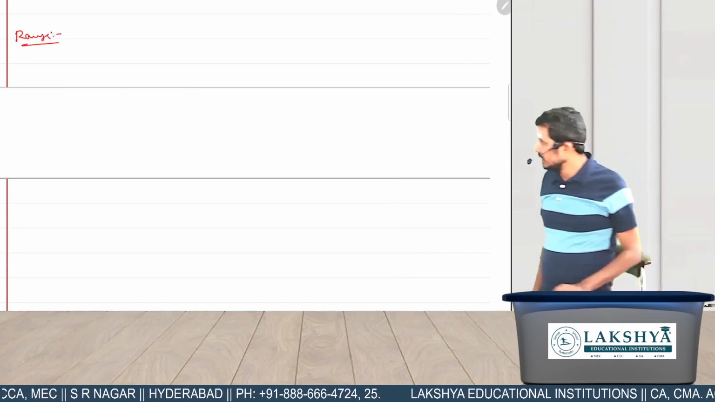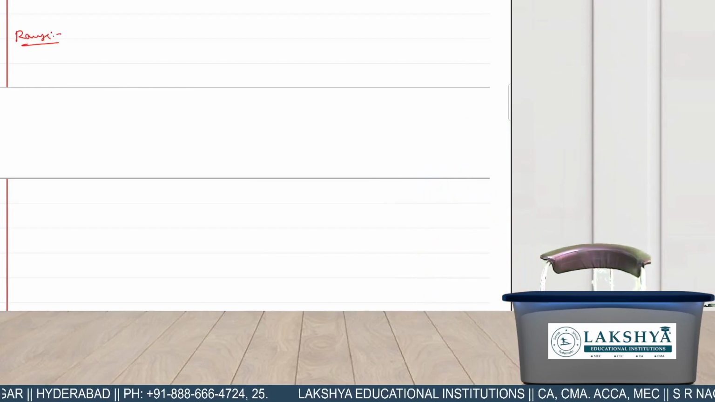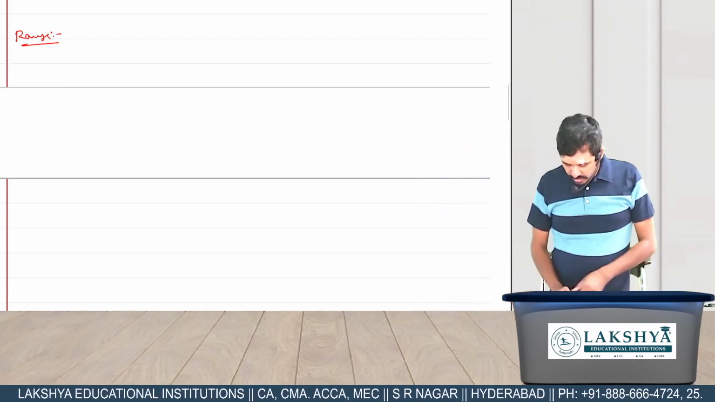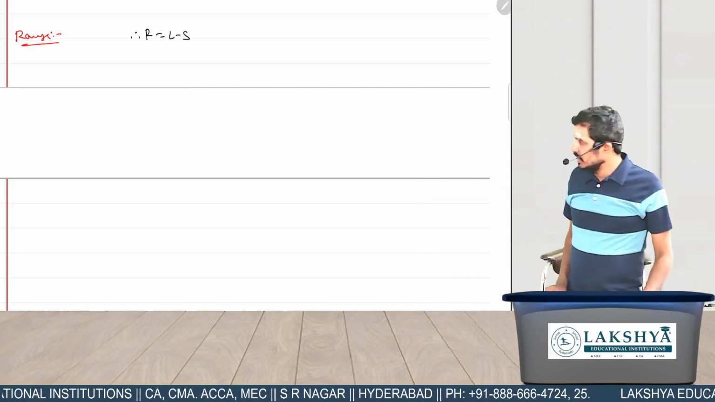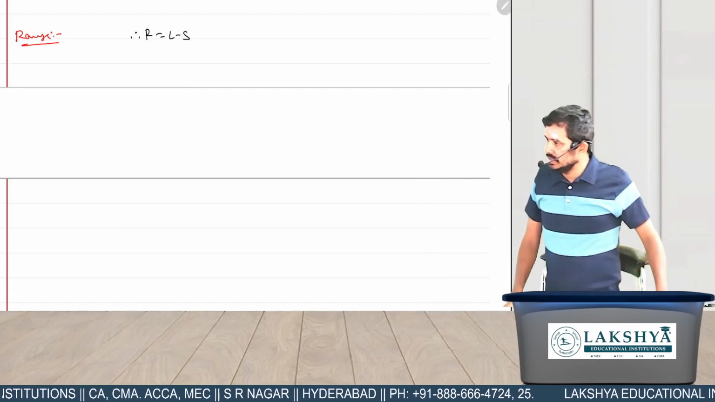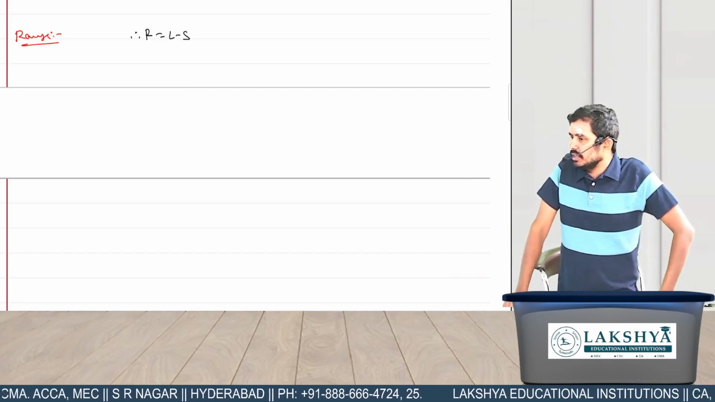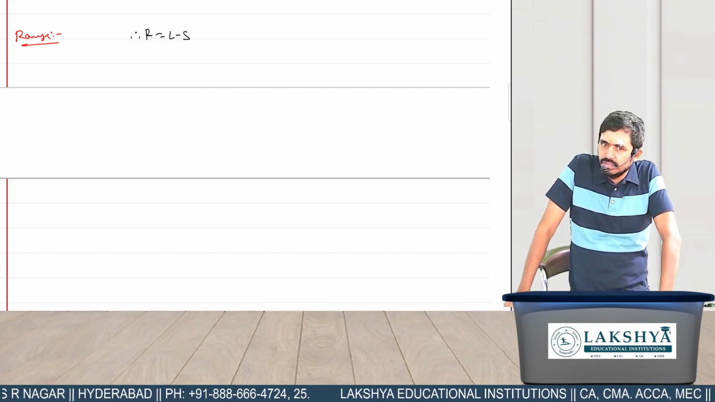See, range is nothing but the difference between the largest and smallest observation in the given data, and therefore range is equal to L minus S, where L stands for the largest observation and S is the smallest observation.